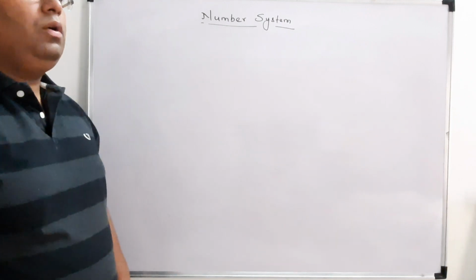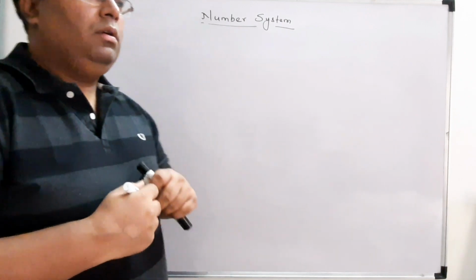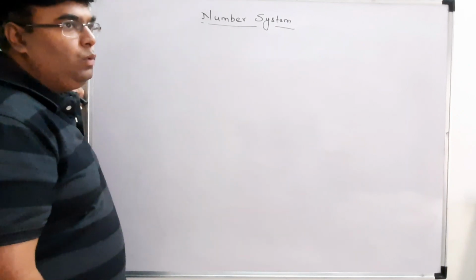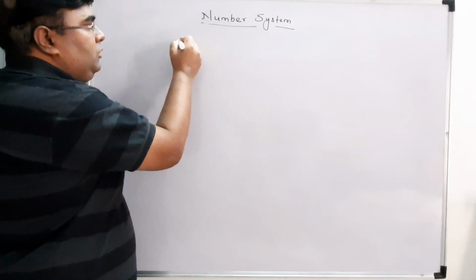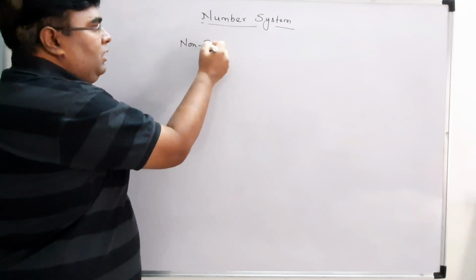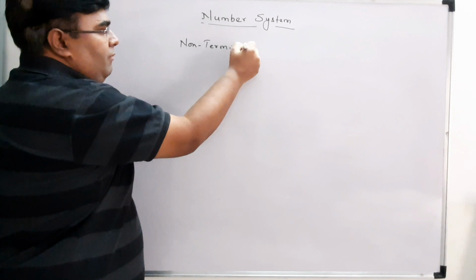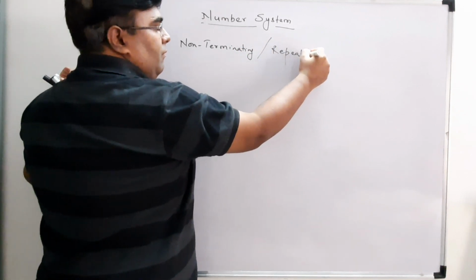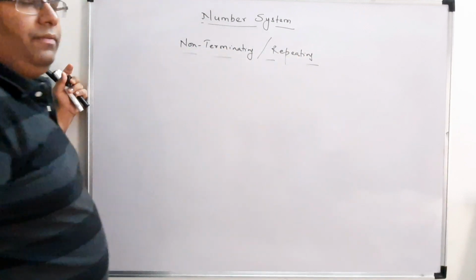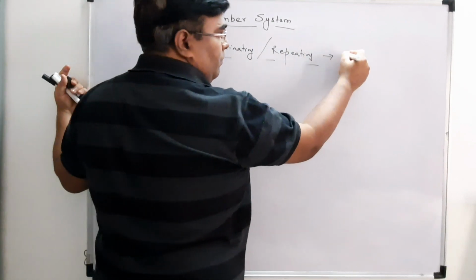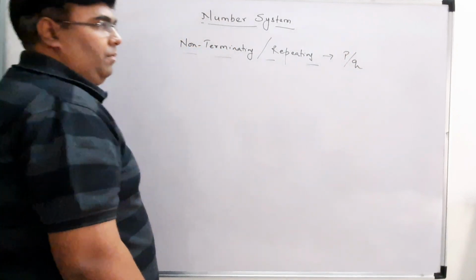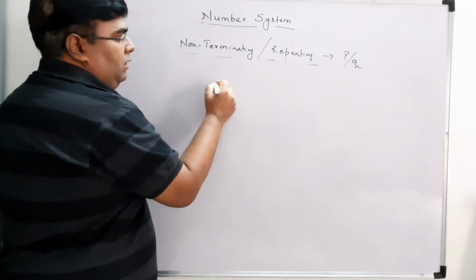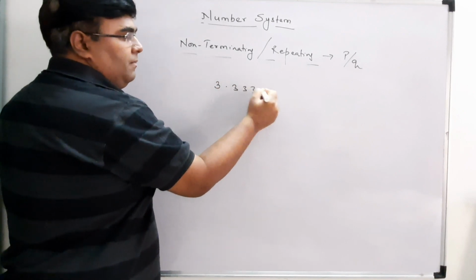Now we will learn how to convert non-terminating repeating decimals into p by q form. So we have non-terminating and repeating decimals, right? We need to convert them into p by q form. Okay, so the question, see, the non-terminating and repeating like this, right?